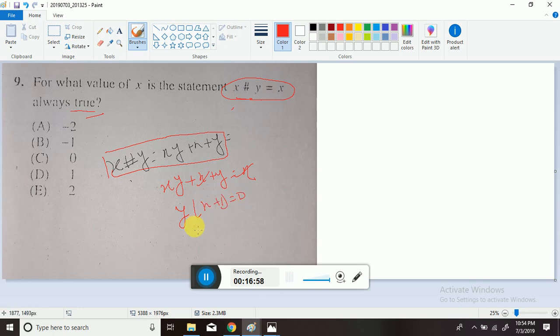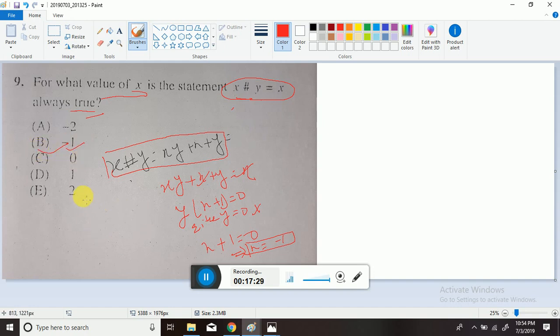So here there are two options, either y equals 0. This is not our concern because we are looking for the value of x. So what the value of y should be is not our concern. So x plus 1 equals 0 implies what? x equals minus 1. So if x equals minus 1, the statement is always true. So x equals minus 1, option B, is the correct answer.